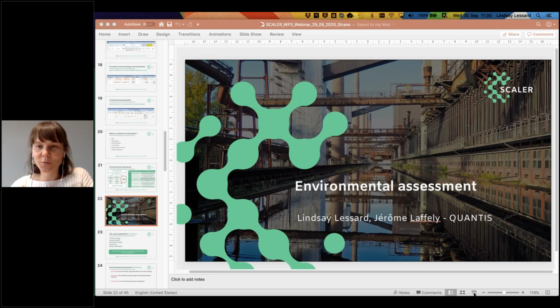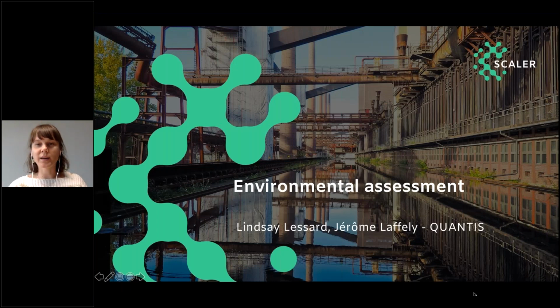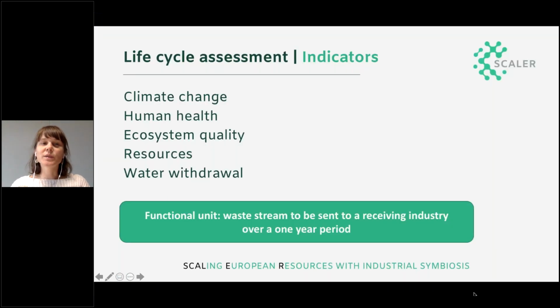Hello, everyone. So I'll be presenting the environmental assessment work that was done by Qantas. We used the life cycle assessment methodology. The following indicators were used to evaluate the environmental assessment: climate change, impacts on human health, ecosystem quality, and resources withdrawal. The functional unit, the unit for which environmental impacts are calculated, is a waste stream to be sent to a receiving industry over a 1-year period.